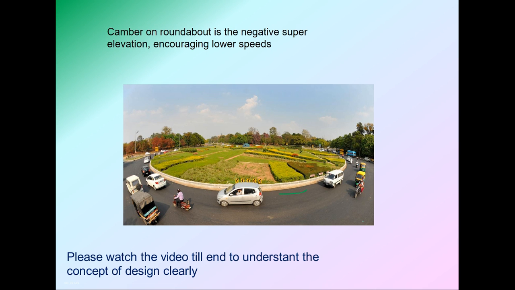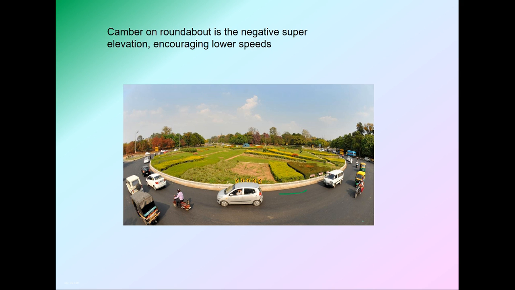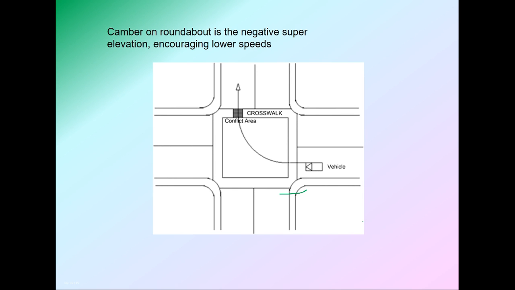And therefore, whatever camber is provided on a roundabout acts as a negative superelevation for all vehicles. The vehicles here do not overturn or skid because the speed is very low. Similarly is the case at intersections.